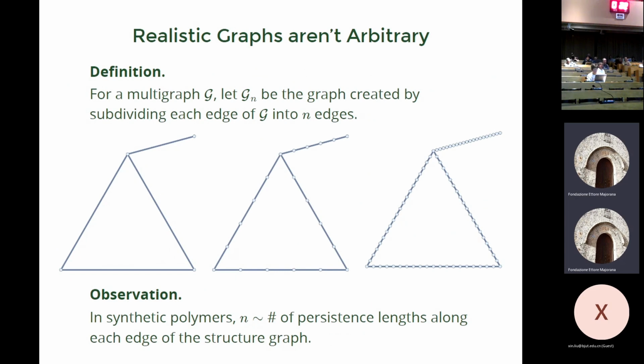In these physical systems, the graphs tend to be of a very particular type, where I have some fairly simple template, and then I say, okay, but in reality, I have these edges, but each edge is many persistence links long, so I shouldn't really think of it as one edge. I should think of it as 10 edges or 20 edges or 50 edges, where the number of edges is how many persistence links are along this section of the polymer.